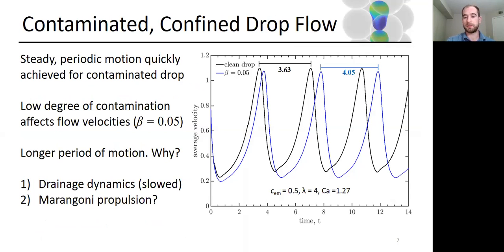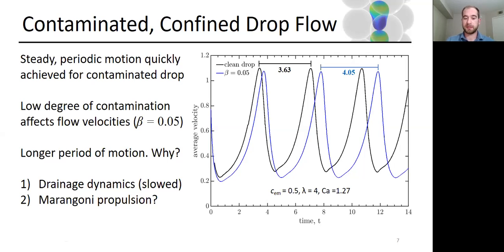So here's a direct comparison between clean drops completed in previous work and this new system with what we are going to call a low degree of contamination, or a beta value of 0.05. As you can see on the right, this period of motion is significantly increased with just this small degree of contamination added. And so the question is, why does that happen?